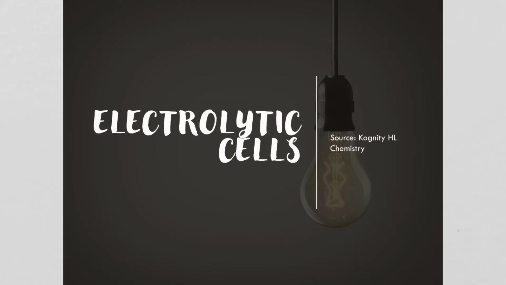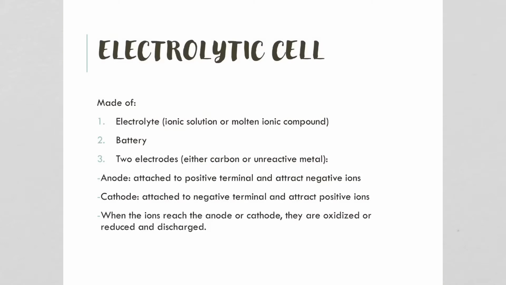In this video we're going to talk about electrolytic cells. An electrolytic cell is made of an electrolyte, which would be an ionic solution or a molten ionic compound, a battery or some sort of power source that would generate electricity, and two electrodes, either carbon or an unreactive metal. The anode is attached to the positive terminal and will attract negative ions, and the cathode is attached to the negative terminal and will attract positive ions.